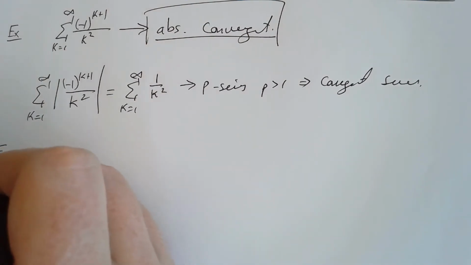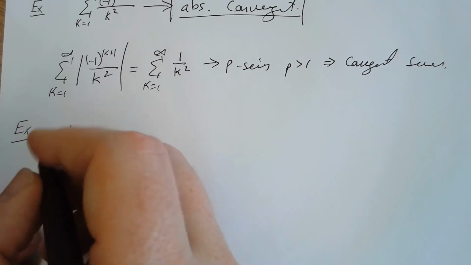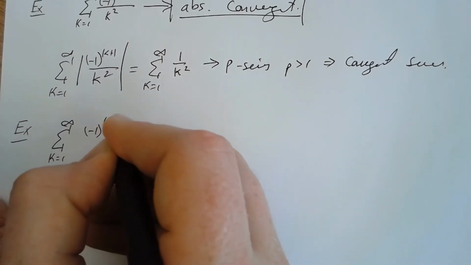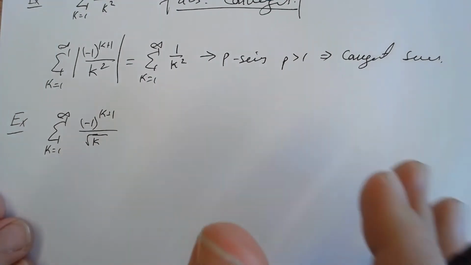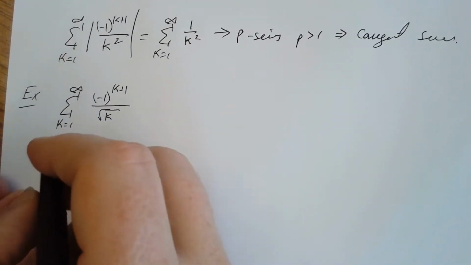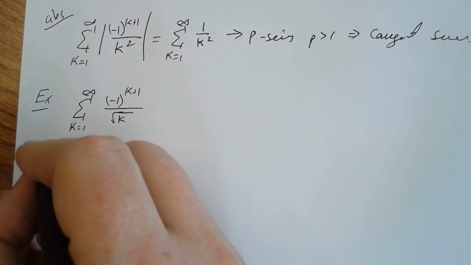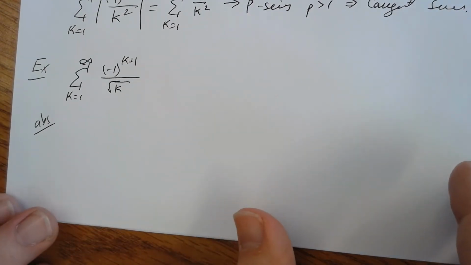So let's dive into another example, a possibly more difficult problem. If I have the sum from k equals 1 to infinity of -1 to the power of k plus 1 all over the square root of k, this is my new series. I'm going to consider absolute convergence first, and again, that's what I'm generally always going to start with. You don't have to start with absolute. You can attempt to prove divergence right off the bat, but I'm going to start with absolute.